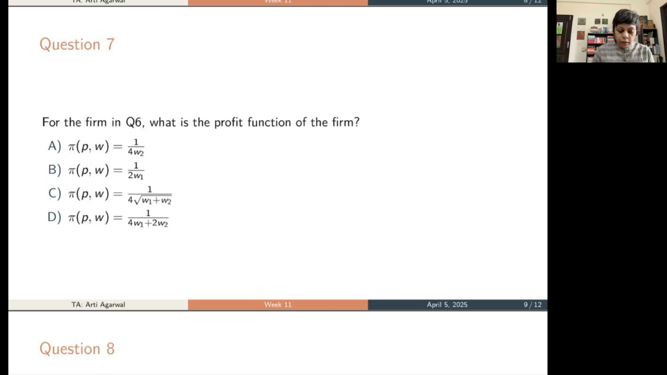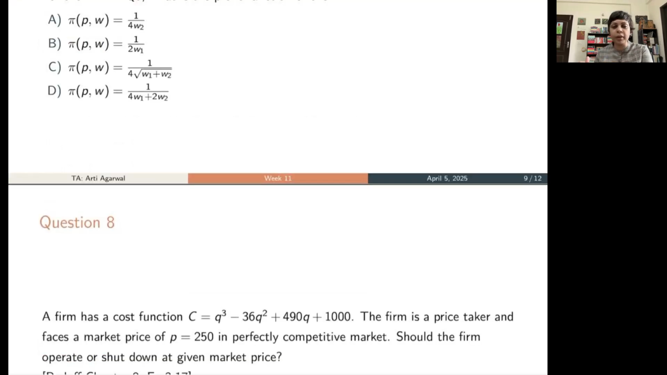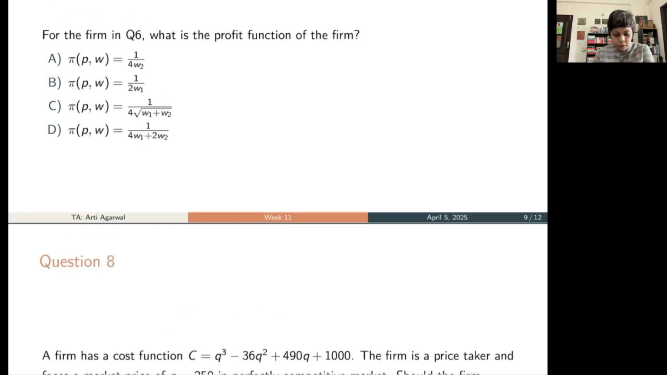They've asked you this in the functional form, but it can also be that they give you the values of W2 and W1, and then you calculate these things. This is just a little more algebraic instead of plugging in numbers. Then the next question is again about a cost function, and you're given the market price, and you're just asked whether the firm will operate or shut down.